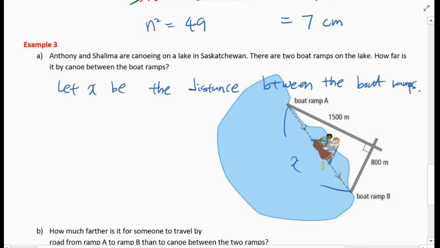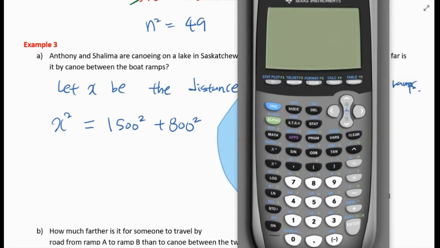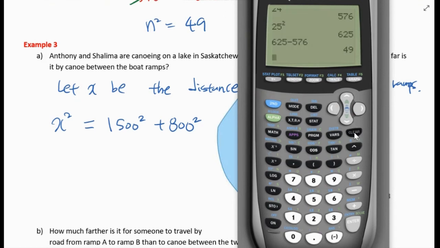Alright, have you guys tried the problem? And we're gonna do it together. So since x is the hypotenuse, x should be isolated. X squared equals 1,500 squared plus 800 squared. Okay. All right, let's use your calculator. 1,500 squared plus 800 squared. Evaluate it, and that is 2,890,000.